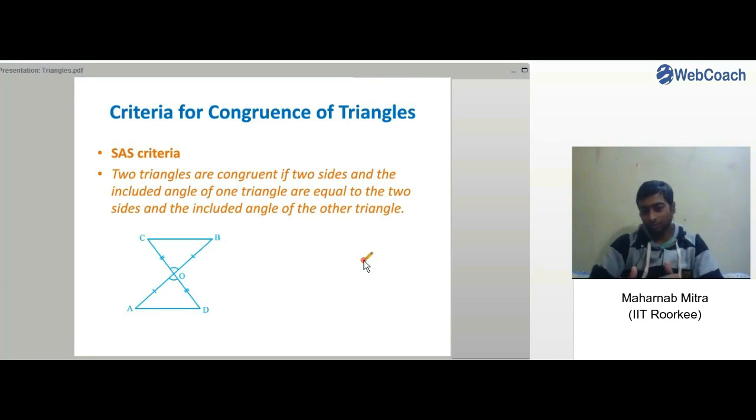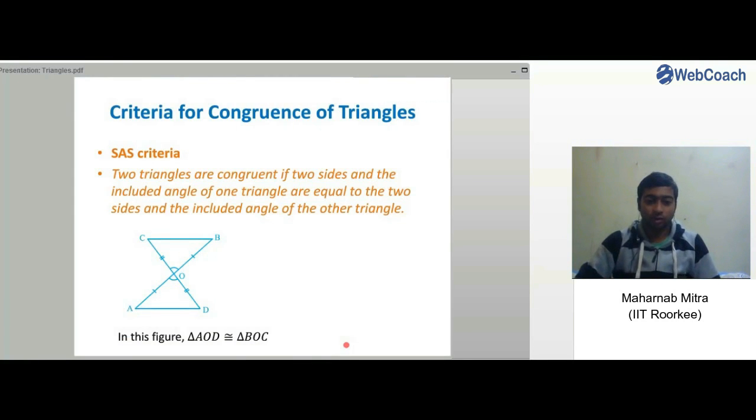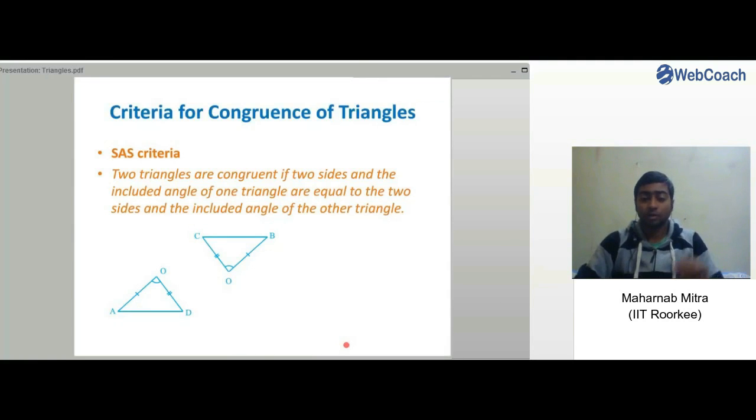And here you can see, if we consider triangle AOD, we have two sides and the angle between them. And for triangle BOC, which is upwards, we have two sides given and the angle between them is also given, right? And therefore we can tell that the two triangles are congruent. Now if you still find it confusing, let me show you. Right, in this figure we have found out that triangle AOD and triangle BOC are congruent, right? Now how do we tell?